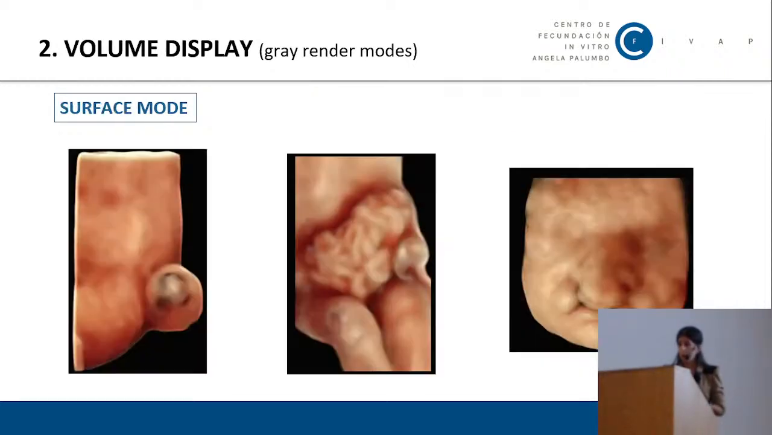We have also the surface mode. The surface mode provides the examiner with 3D images of fetal surfaces. A requirement is the presence of an adequate fluid pocket in front of the structure being imaged and the absence of overlying structures such as placenta, fetal limbs, or the umbilical cord. It's good that it shows the outer surfaces, but also can show the inner organ surfaces.